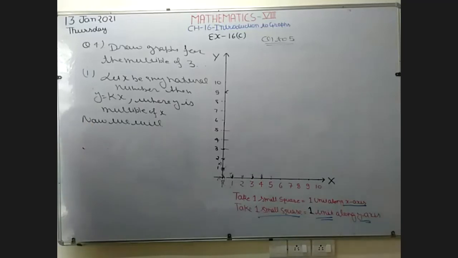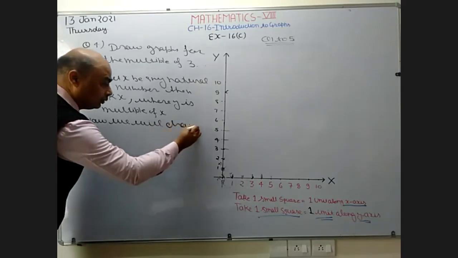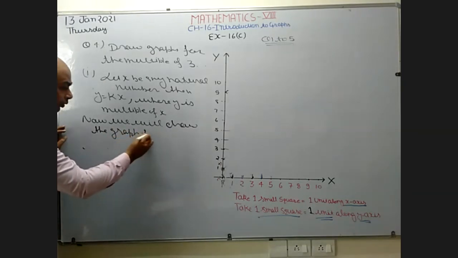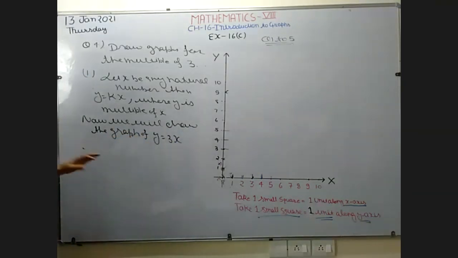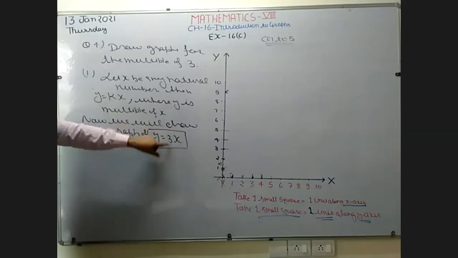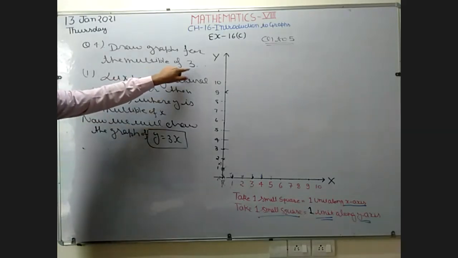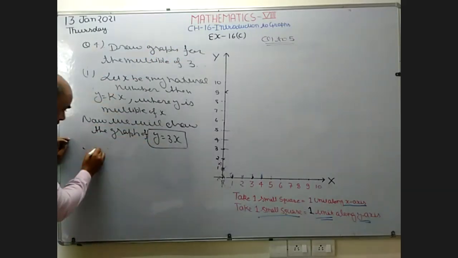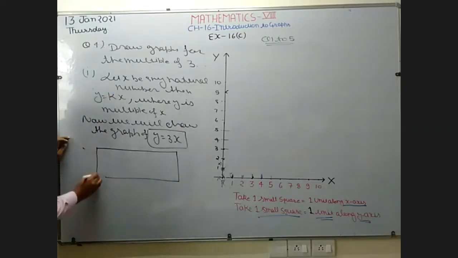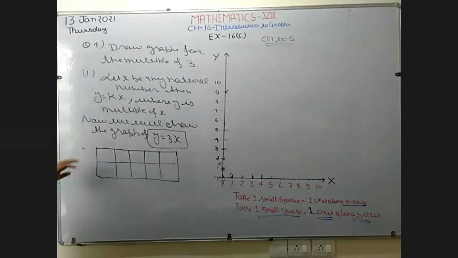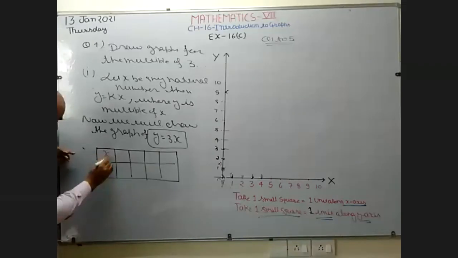Now we will draw the graph of y equal to 3x. Now I want to draw the graph of y equal to 3x. Why did I write 3 here instead of k? Because I want to draw the graph of the multiple of 3. If you want to draw the graph of the multiple of 3, replace this k by 3. Now I make the table of this graph first. Write x here and y here.